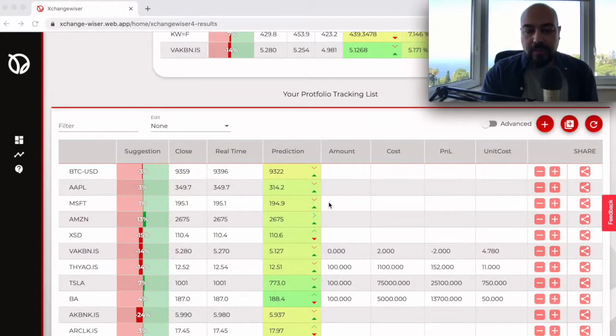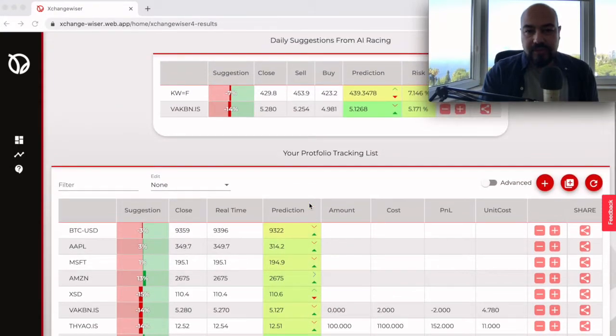Today I'm going to make an introduction to our screens and features, and we are going to talk about the capabilities of XChangeWiser. Since you are watching this video, you successfully registered to our product and probably you are seeing an interface like this. In the main screen, you can see the daily suggestions from our AI algorithms. Depending on your main investment tool, these suggestions may change.